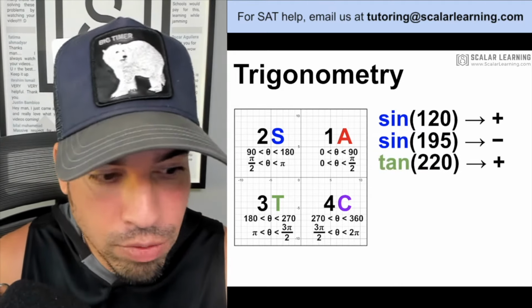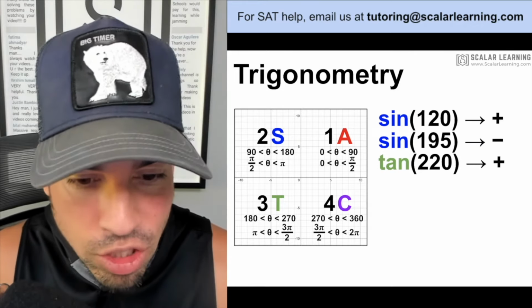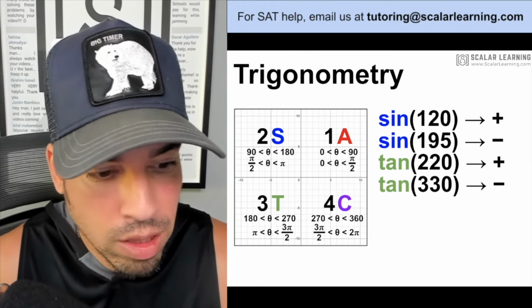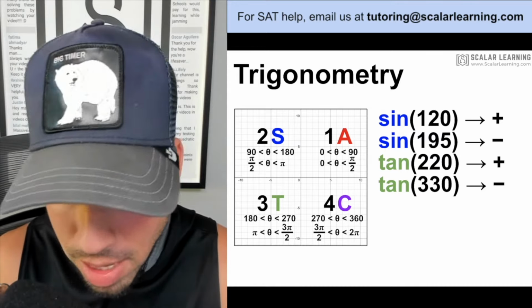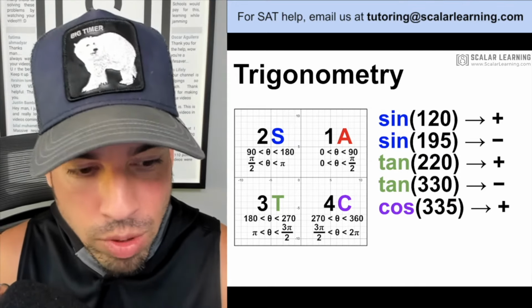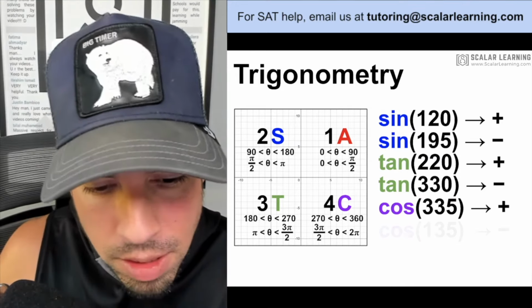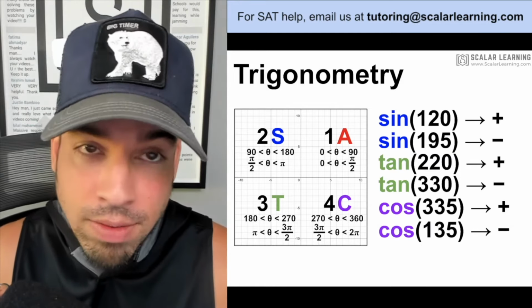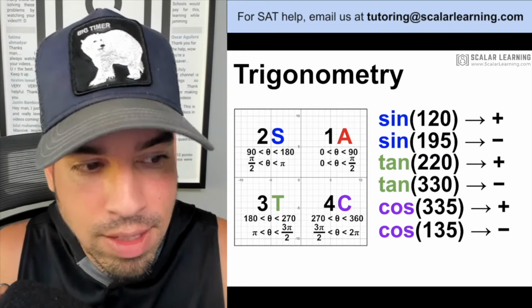If I took tangent of 220, that lands us in quadrant 3 where tangent is positive. Tangent of 330, now we're in quadrant 4, it's negative. Last but not least, cosine of 335, quadrant 4, positive. Cosine of 135, now we're in quadrant 2, that is negative.